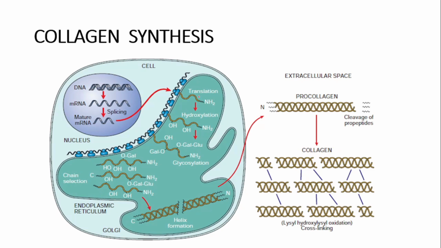Initial processing takes place in the endoplasmic reticulum. These alpha chains undergo hydroxylation as well as glycosylation to form a triple helix. And there are two types of collagen, that is fibrillar collagen as well as non-fibrillar collagen.